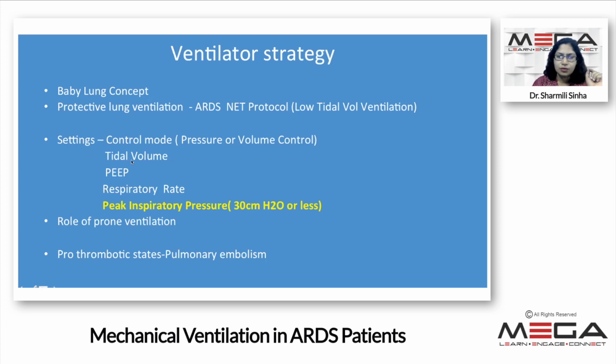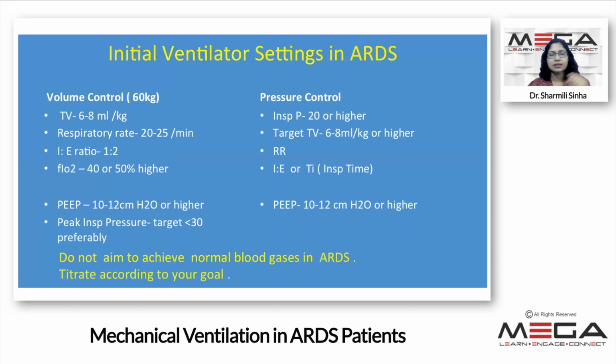A tidal volume of around 6 ml per kg is initially set. PEEP you have to set according to the ongoing oxygen requirement. Other parameters are the respiratory rate and the peak inspiratory pressure, which is ideally desirable to be kept less than 30 centimeter of water. We'll talk about the role of prone ventilation and others in the subsequent slide.